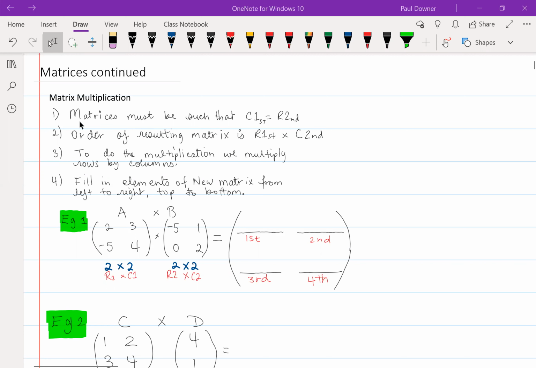So the number of columns in the first must be equal to the number of rows in the second, right? That's the first thing. The second thing we need to know when we're doing matrix multiplication is that the order of the resultant matrix will be the rows in the first by the columns in the second. And that will be the order of the resultant matrix. The third thing we need to do is to understand that to do the multiplication, we must multiply rows by columns. So the process is multiplying rows in the first matrix by columns in the second matrix.